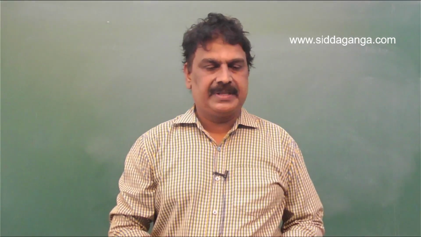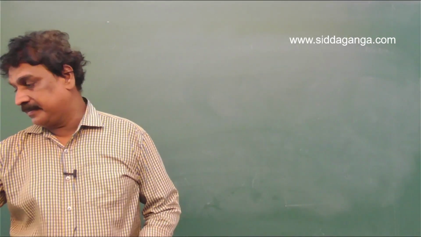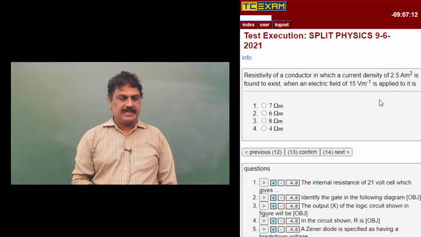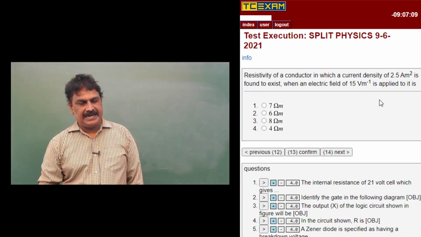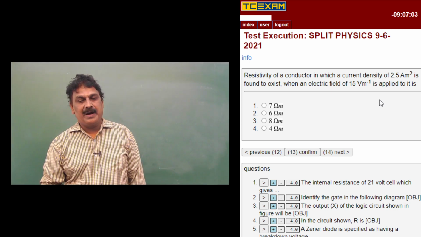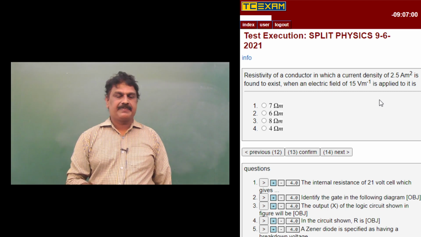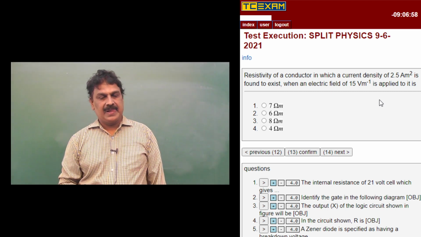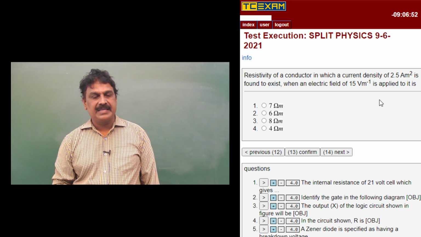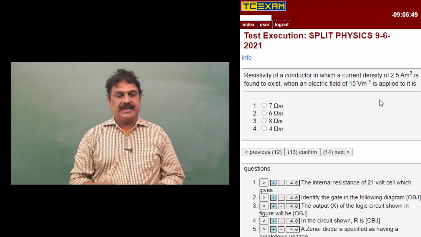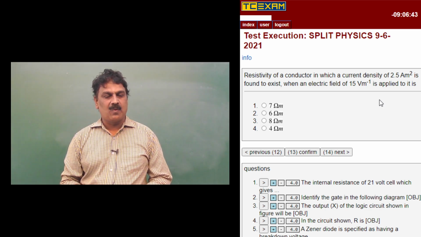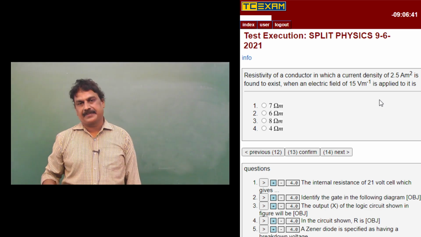Now we have the next question. The resistivity of a conductor in which a current density of 2.5 ampere per meter square is found to exist when an electric field of 15 volt per meter is applied to it. Then options are given: 7 ohm meter, 6 ohm meter, 8 ohm meter and 4 ohm meter.